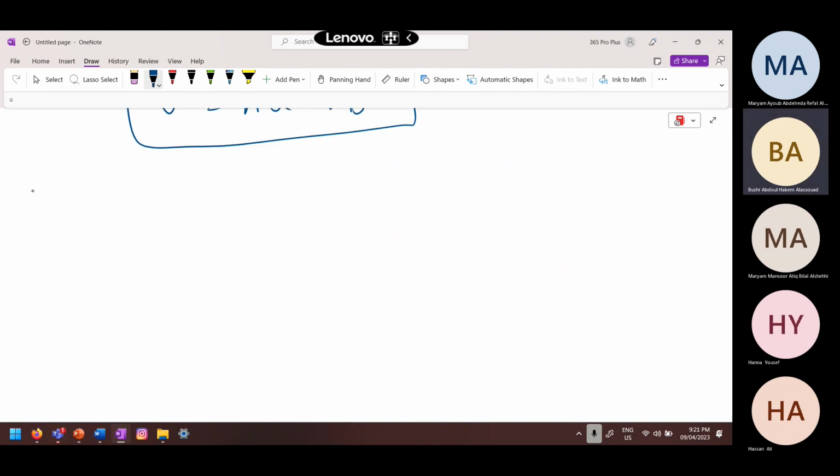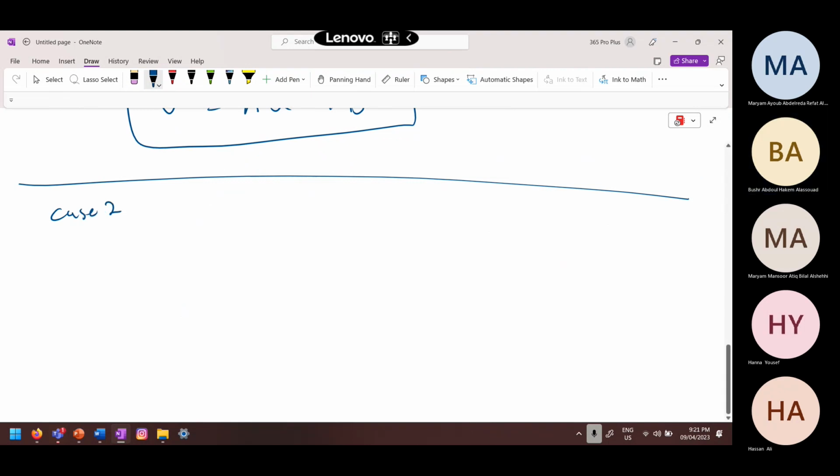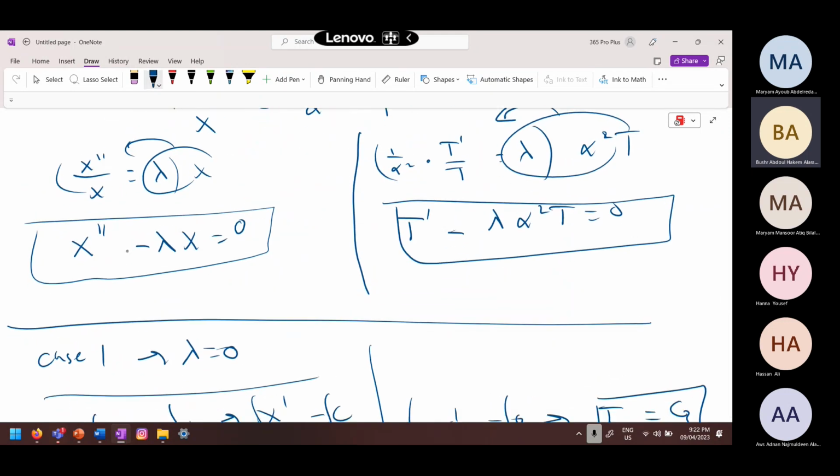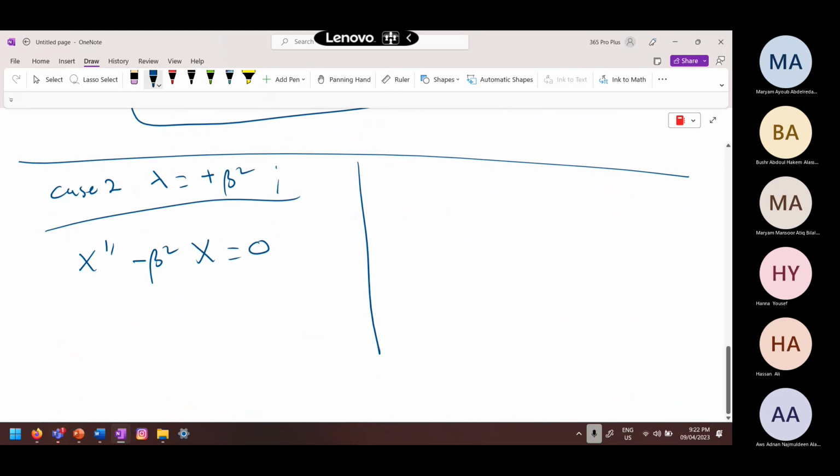Okay, as for the second solution, case two. Which one is case two? Okay, case two, which is lambda is equal to positive beta square. And you will get X double prime minus beta square X equal to zero. You know why it's not minus, not regarding this? Because checking back to the equation, you can see it's negative, so it will remain negative. And this one will have T prime minus beta square alpha square T equal to zero.